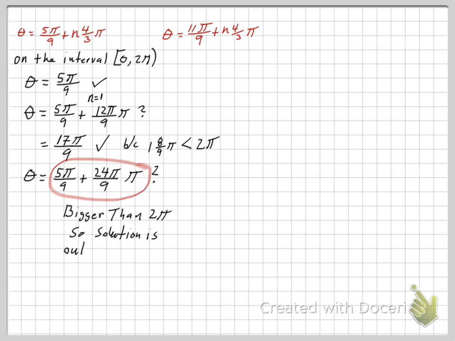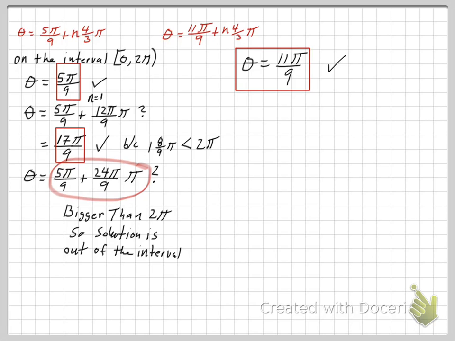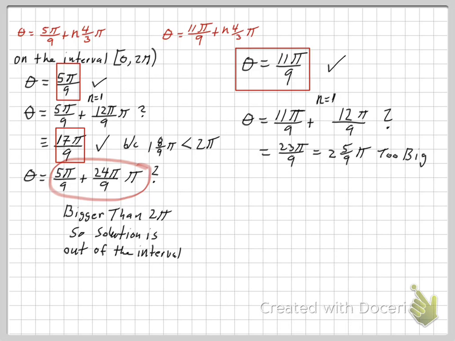Now let's take a look at the 11 pi over 9 one. See what's going on with it. I'm going to do the same thing. 11 pi over 9, that's less than 2 pi, so definitely a solution. Let's let n equal 1. So 11 pi over 9 plus 4 pi over 3. Is that going to be on my interval? Well, let's give it a common denominator. And 23 pi over 9. That's too big. That's 2 and 5/9 pi. So that is not on the interval.